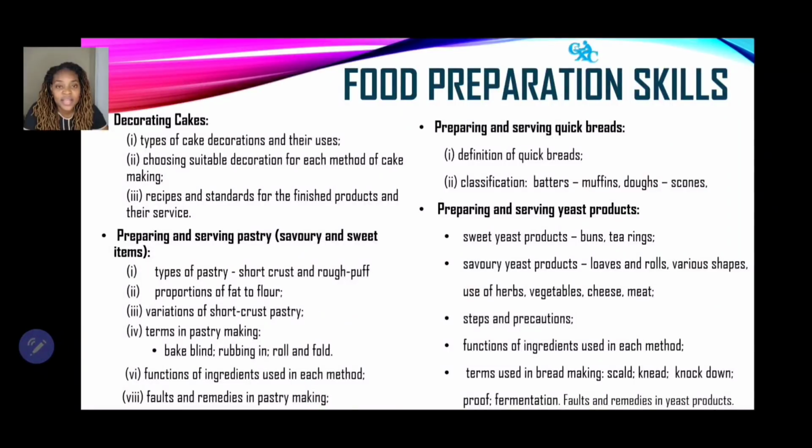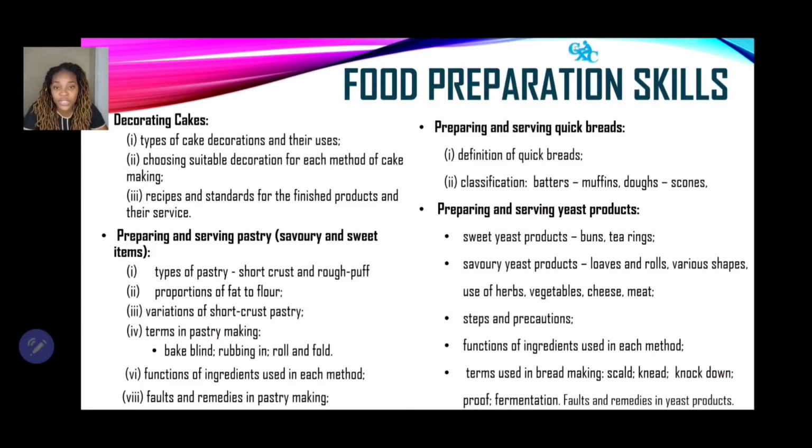Now let us look at the next topic. It is decorating cakes. So we look at the types of cake decorations and their uses, choosing suitable decorations for different types of cakes. Also, there is preparing and serving of pastry, and we're talking about sweet and savory items as well. The different types of pastries that we should know of are short crust and also rough puff. And we should be knowledgeable of the proportion of fat to flour used for each type of pastry.